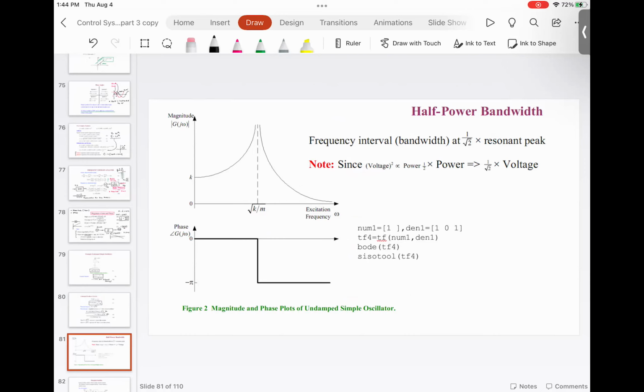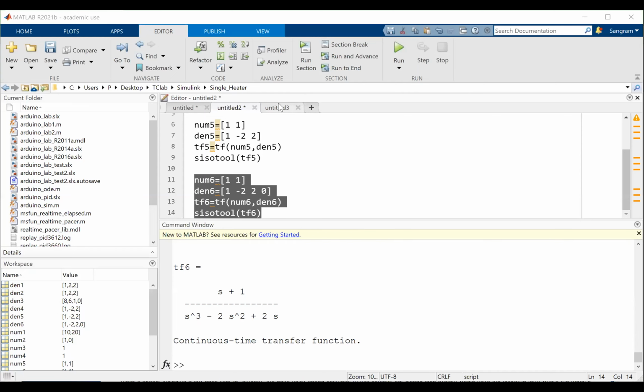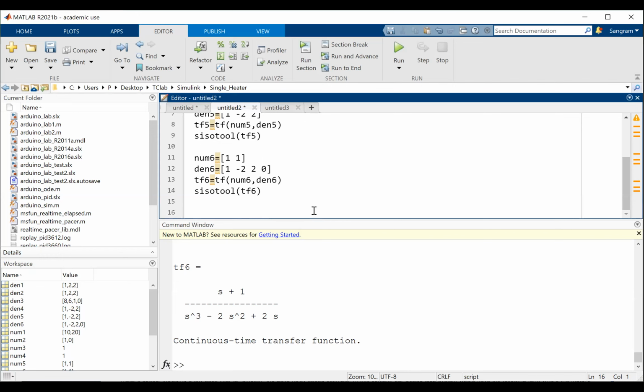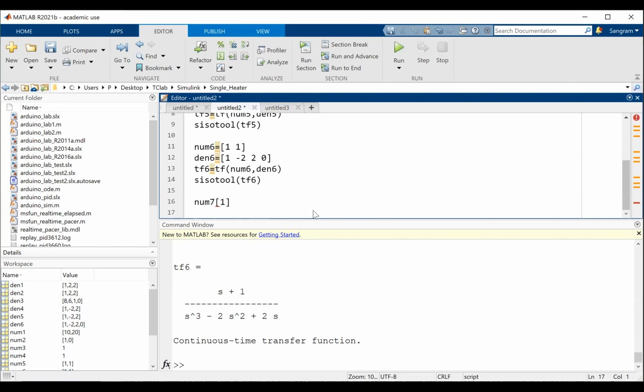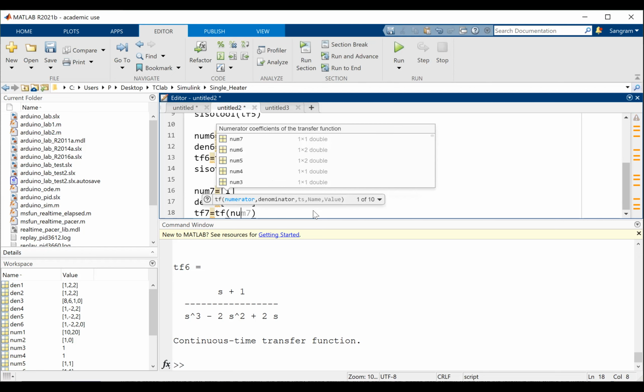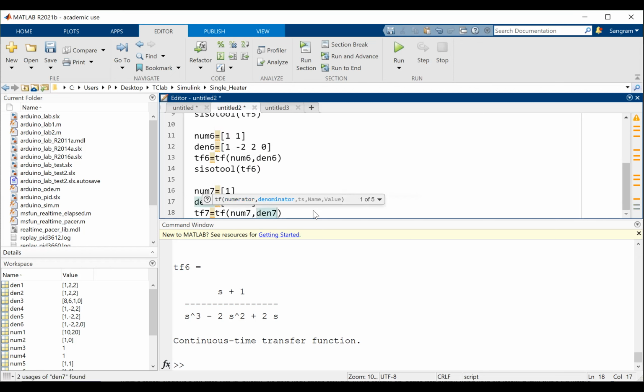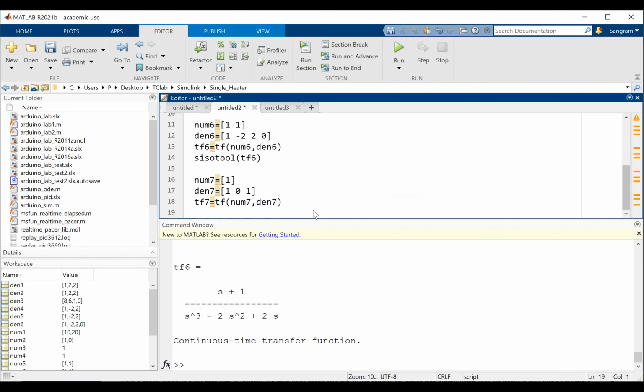Please open MATLAB. So please go to MATLAB. In MATLAB, what I want you to do is say num7 is equal to 1. Then den7 is equal to 1, 0, 1. Transfer function 7 is equal to tf(num7, den7). And then run sisotool with TF7.